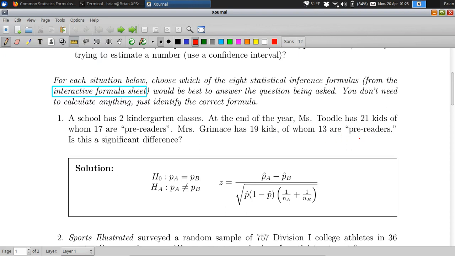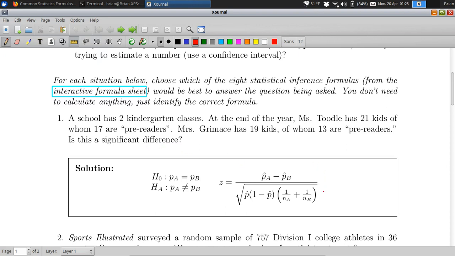A kid who's not a pre-reader isn't ready to go on and learn how to read yet, so that would be a failure. So this is definitely a proportion situation. Next question is, do we have one or two samples? Well, there's two different classes of students, so two different groups, so two different samples. And then finally, is this a question where we're trying to answer a yes or no question? Well, it's asking, is this significant? So that's yes or no. That's definitely a hypothesis test situation.